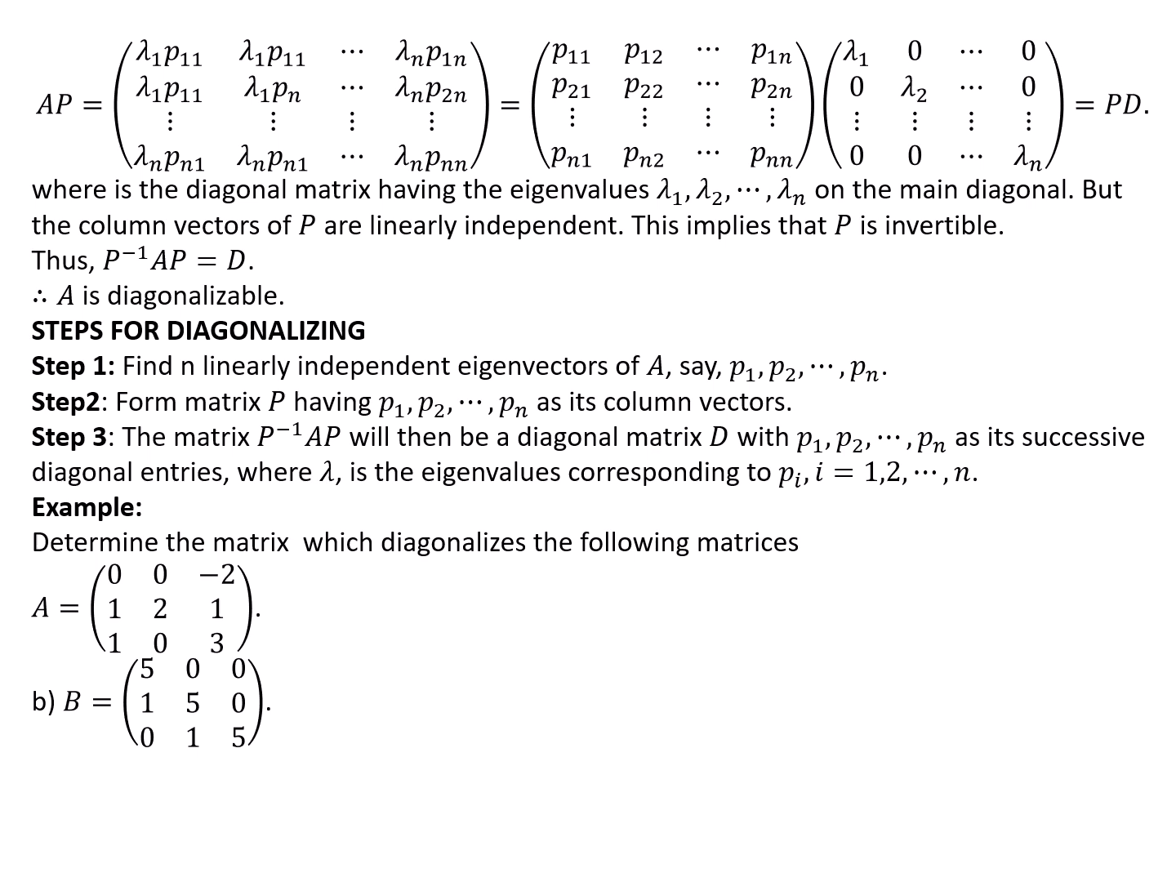So let's look at an example now to further explain what we are talking about. Determine the matrix which diagonalizes the following matrices. You have your matrix A, you have your matrix B. We'll look at the first one, while the B part will be given to you as an assignment.